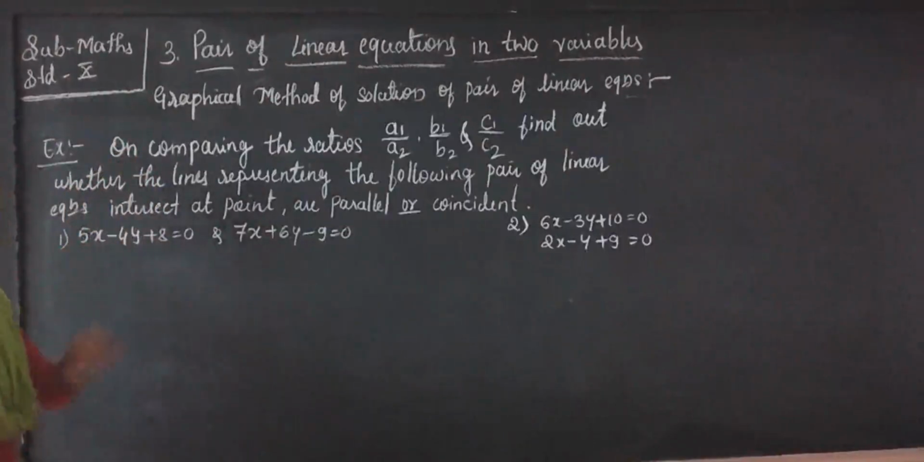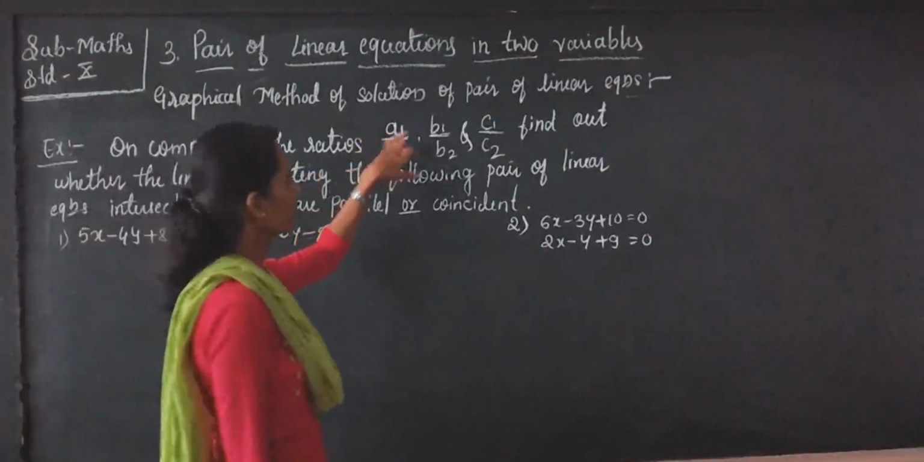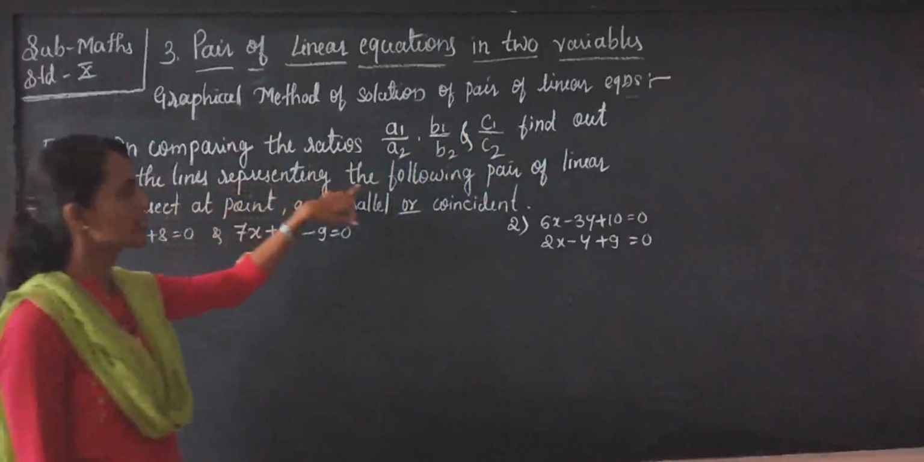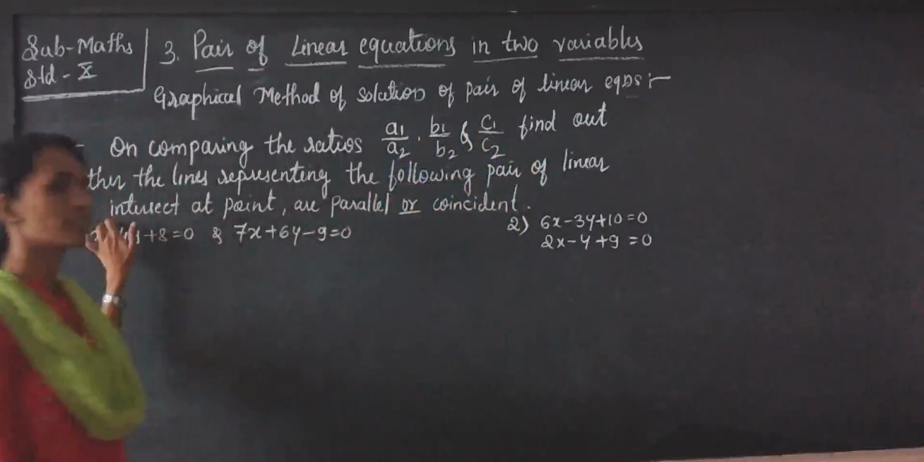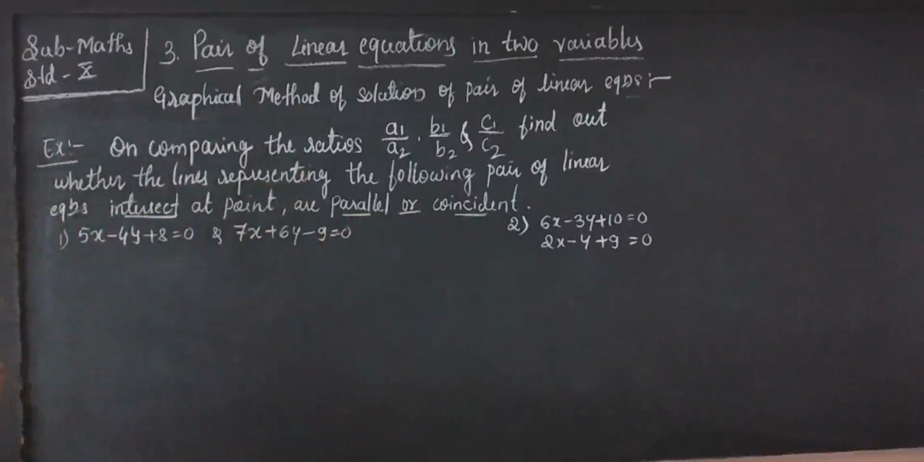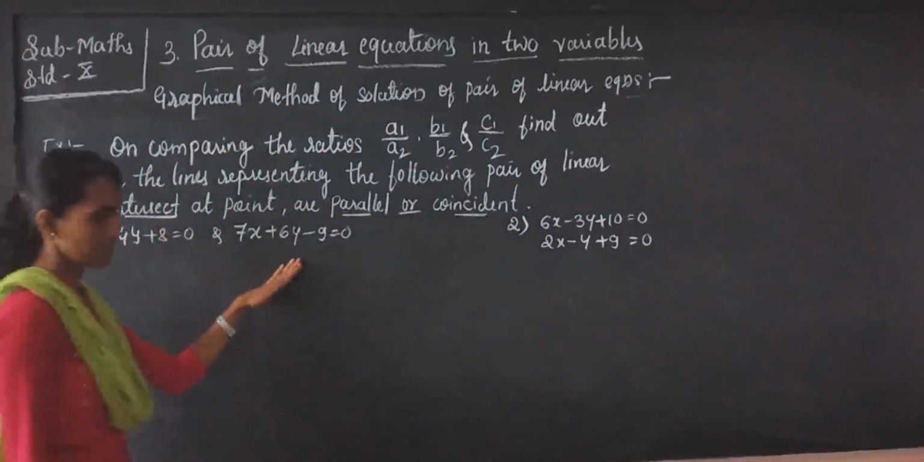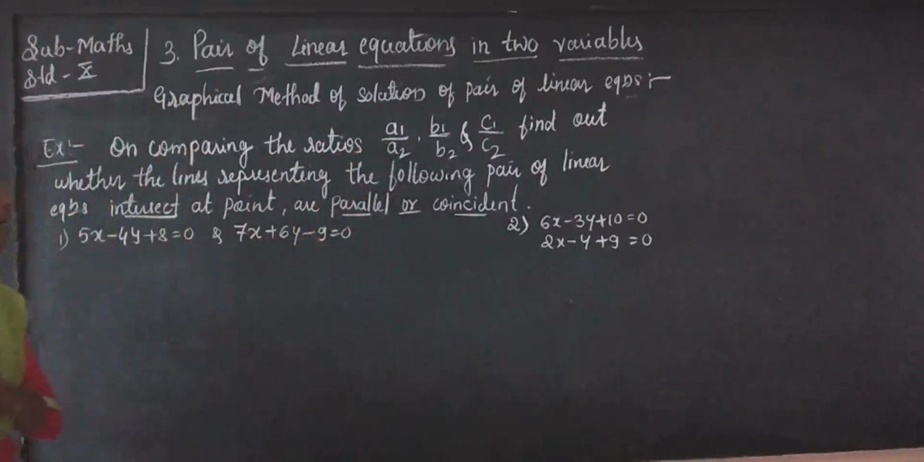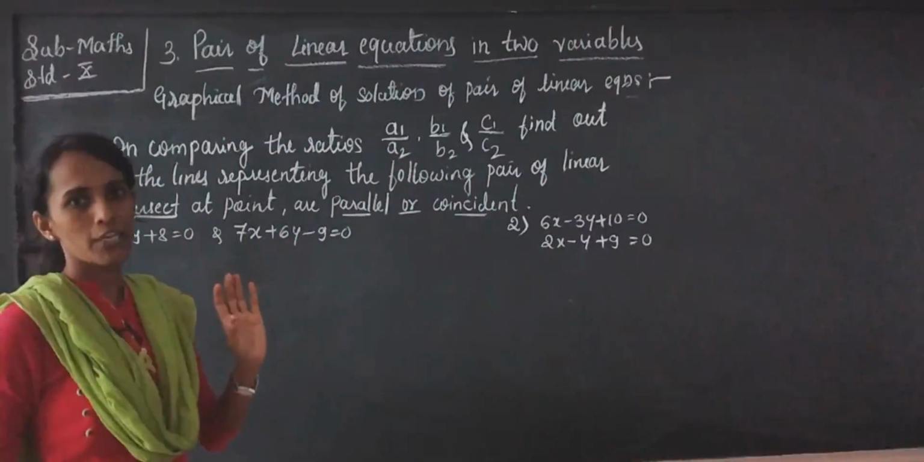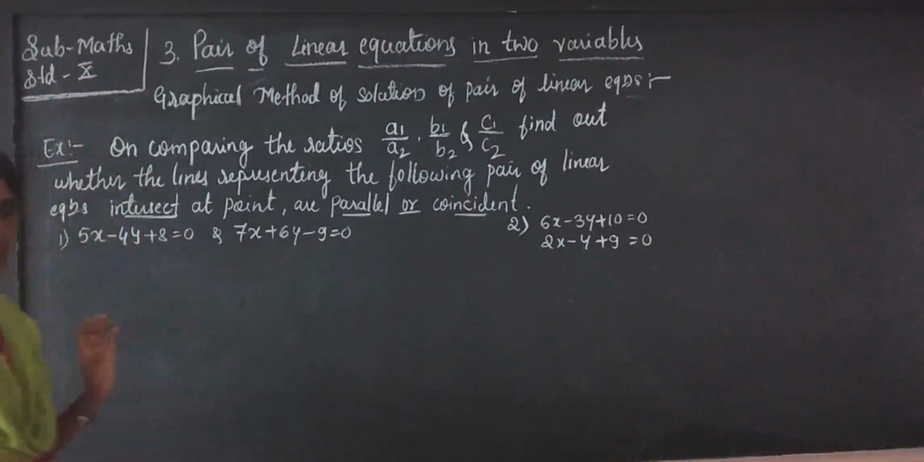So next example: on comparing the ratios A1 by A2, B1 by B2 and C1 by C2, find out whether the lines representing the following pair of linear equations are intersecting at a point, parallel or coincident. So by checking the ratios, we have to conclude whether the lines are intersecting, parallel or coincident. Okay, so if there is one solution, A1 by A2 is not equal to B1 by B2, meaning they will be intersecting. Parallel means A1 by A2 is equal to B1 by B2 is not equal to C1 by C2.